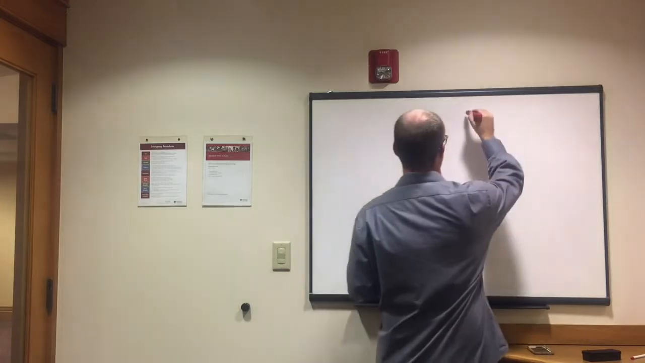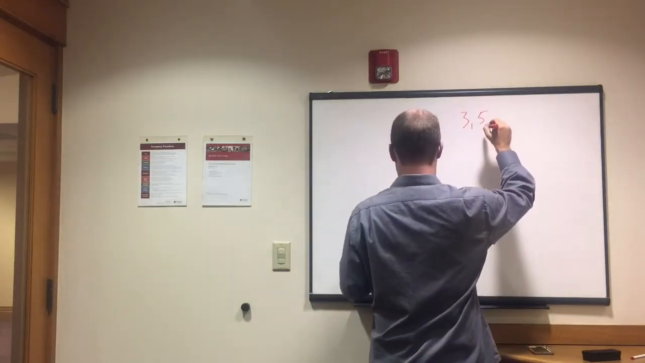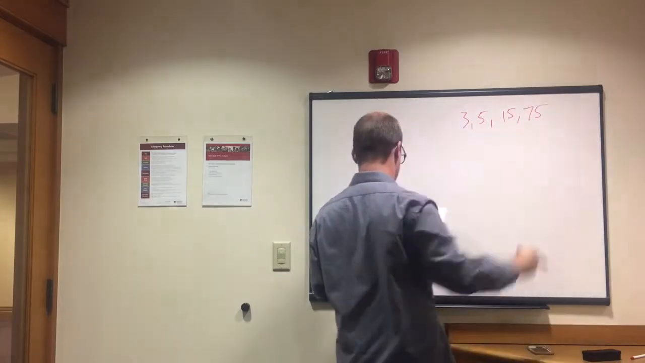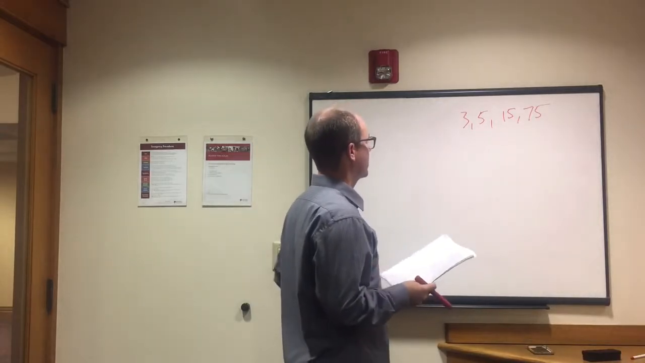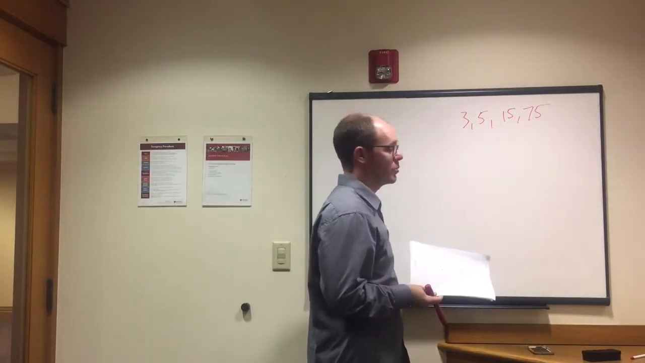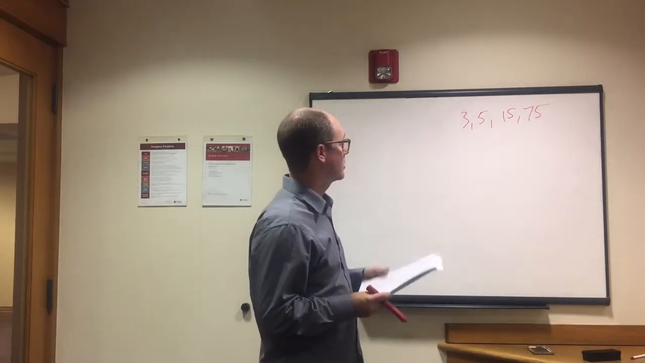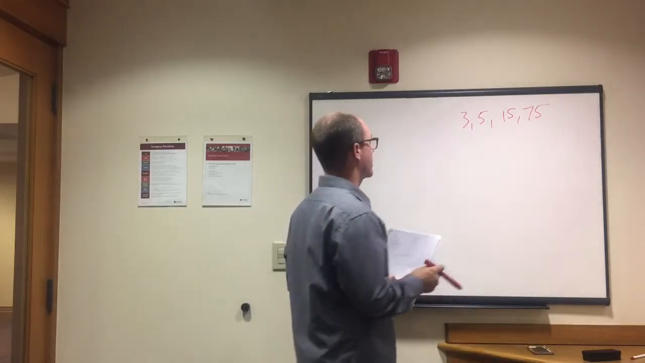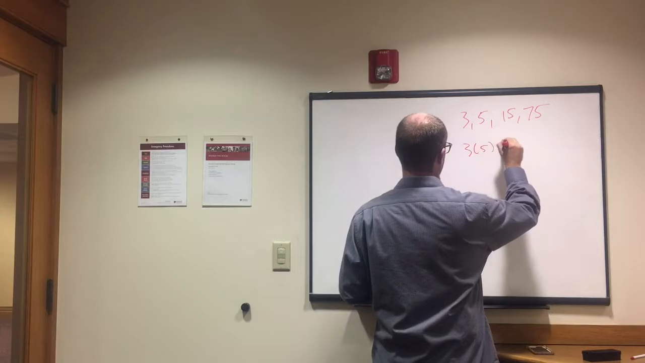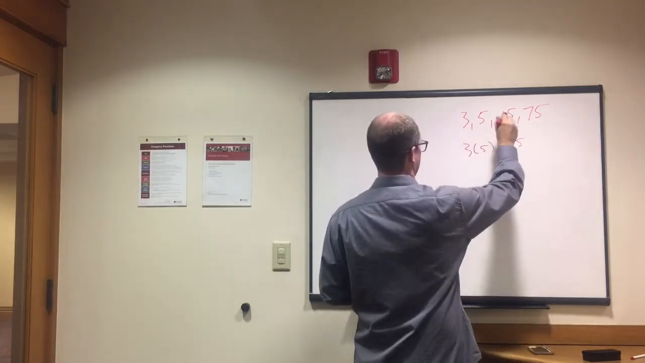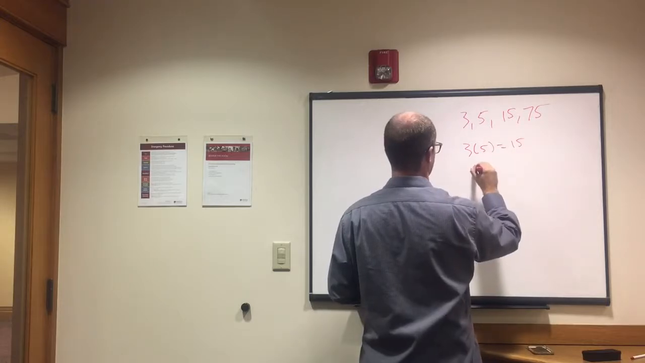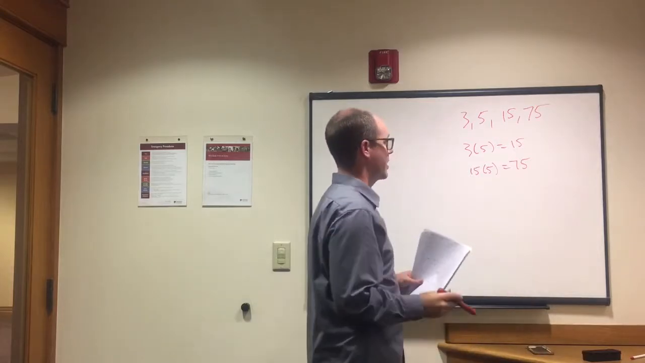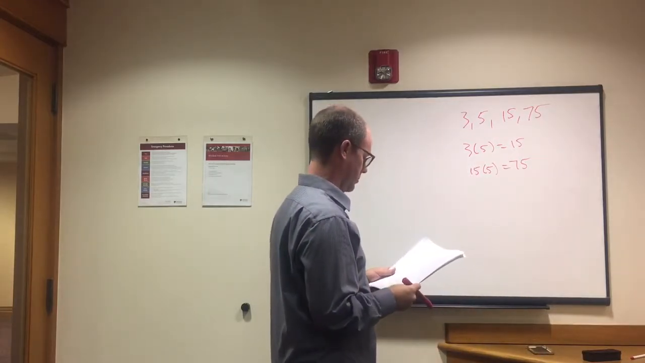Okay, what about this one? Okay, how do we get this? Okay, so on the previous one, it was adding the previous two numbers together. On this one, it's actually multiplying the previous two numbers together, right? And that 3 times 5 equals 15. Okay, 15 times 5 equals 75. What's the next number going to be?